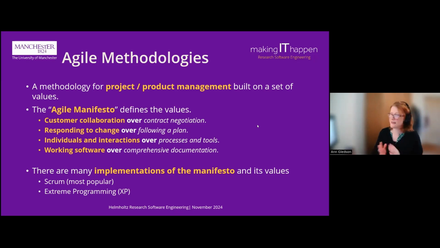I think you can see how all of these make the process more agile, because it's about people and how they work, rather than just saying this is a process and a tool, follow that, and coming up with a plan at the very start and just sticking to that plan. There are many implementations of the manifesto and its values. Scrum is the most popular, but there are also others. Another popular one is extreme programming, which you may have come across.